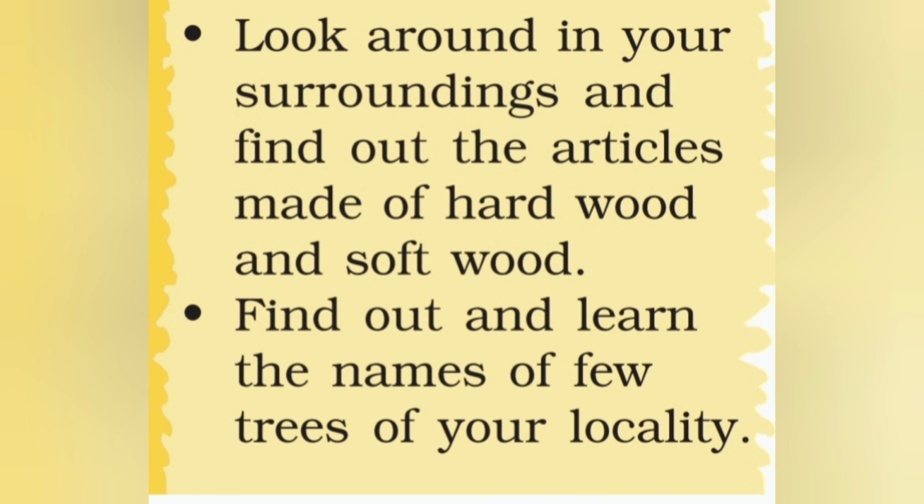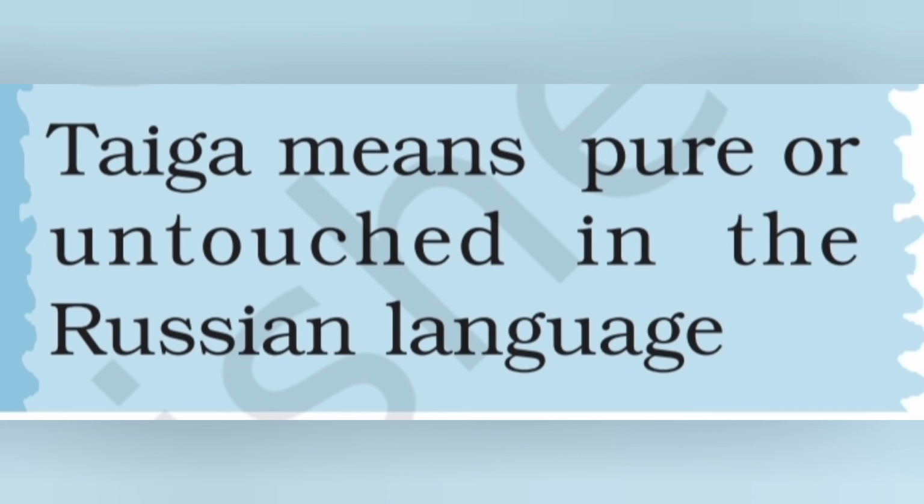Page number 43. Let's do. Look around in your surroundings and find out the articles made of hardwood and softwood. Find out and learn the names of a few trees of your locality. Do you know taiga means pure or untouched in the Russian language?